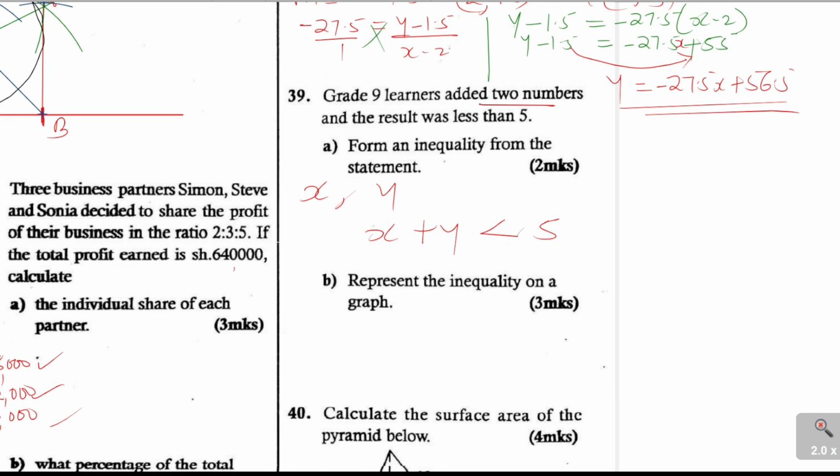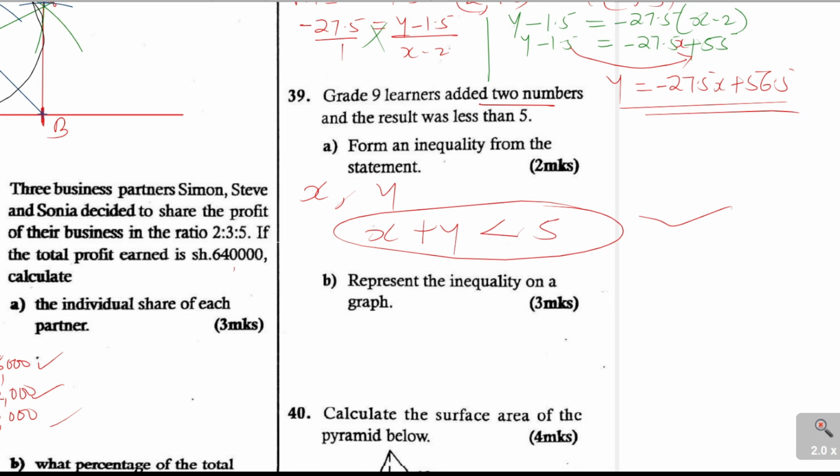So you simply form an inequality by using an inequality symbol. And the symbol here is less than. So x plus y represents when the two numbers were added, and the result is less than 5. So that is the solution.